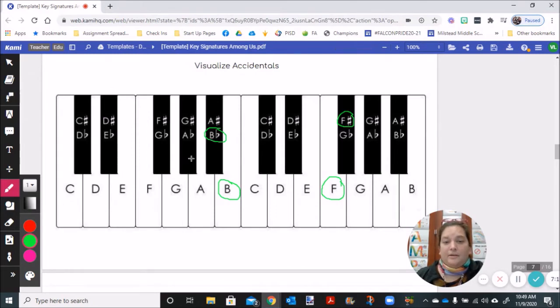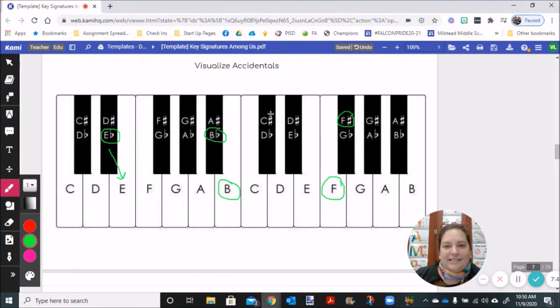If we want to talk about what a natural does, if we're right here on this key, which is E flat, and we put a natural next to it, it's going to take it to regular E, which in this case is raising the pitch a half step because it has to move from E flat to E. It goes up the keyboard, so it's raising the pitch.